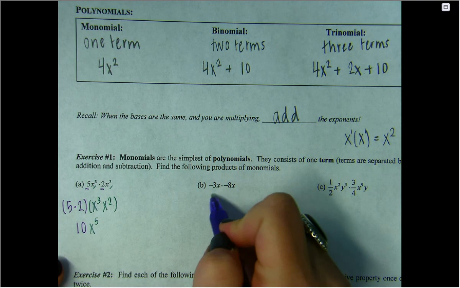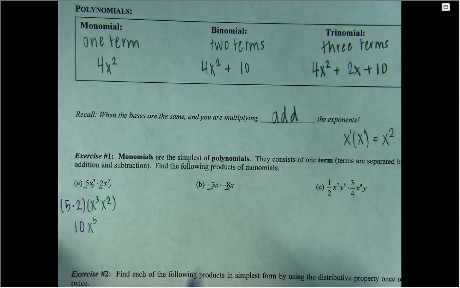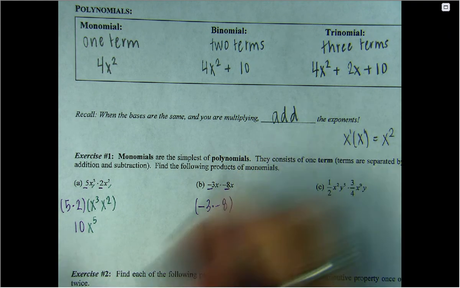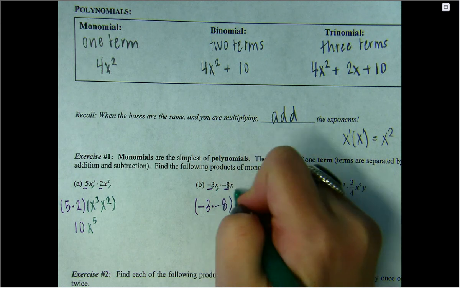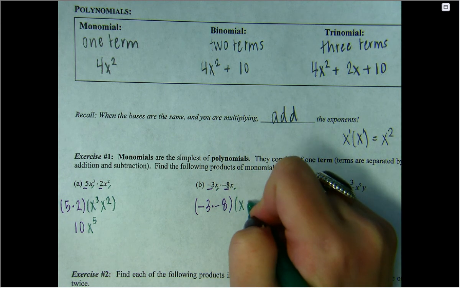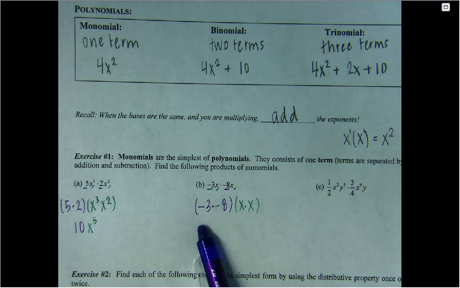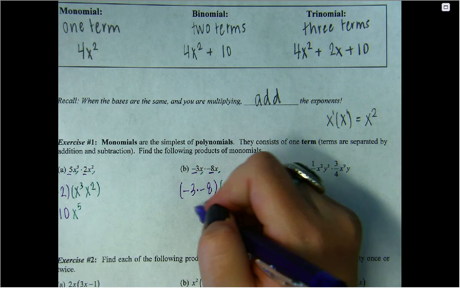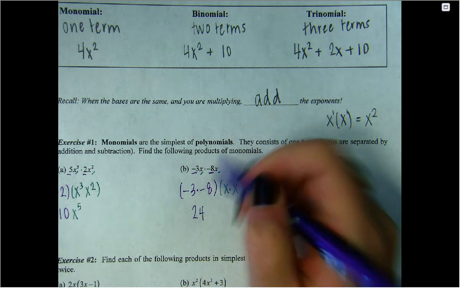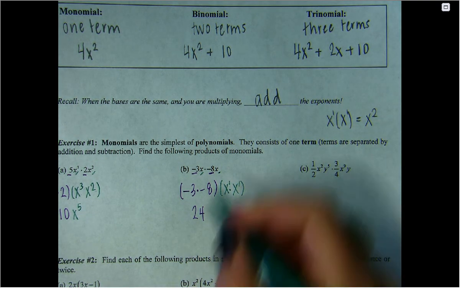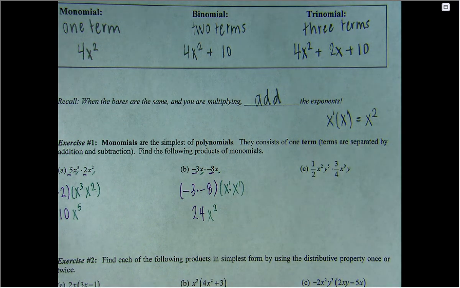Okay, same idea. Negative 3 times negative 8. Apologize. And then you're going to have x times x. Well, what is negative 3 times negative 8? A negative times a negative is a positive, and it turns out to be positive 24. And x times x, remember these have an exponent of 1, so this is x squared.